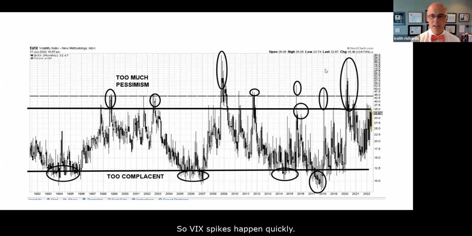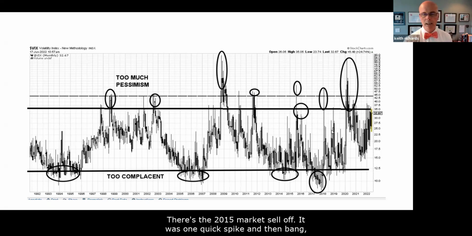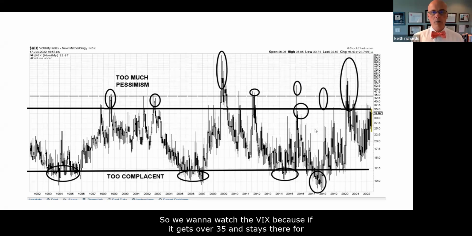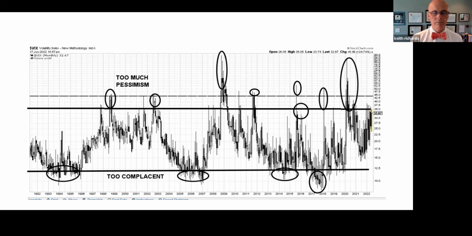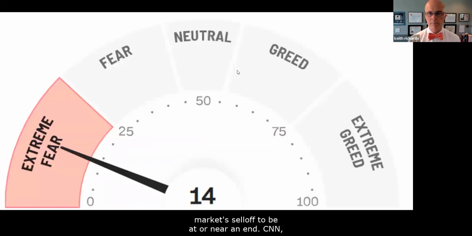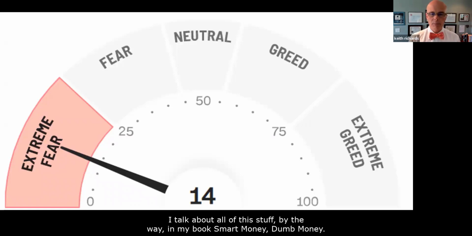So the VIX spikes happen quickly. There's the 2015 market sell-off. It was one quick spike and then bang, back down again. So we want to watch the VIX, because if it gets over 35 and stays there for even a day or a week, you're probably looking at that as a very sharp signal for the market's sell-off to be at or near an end.